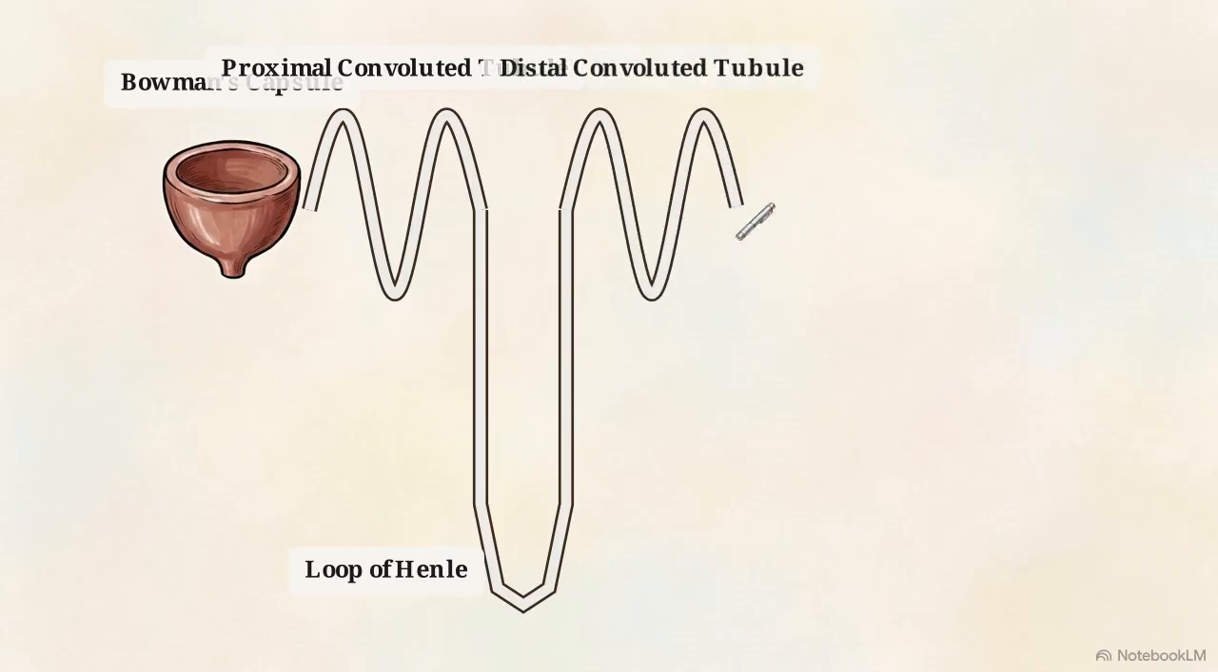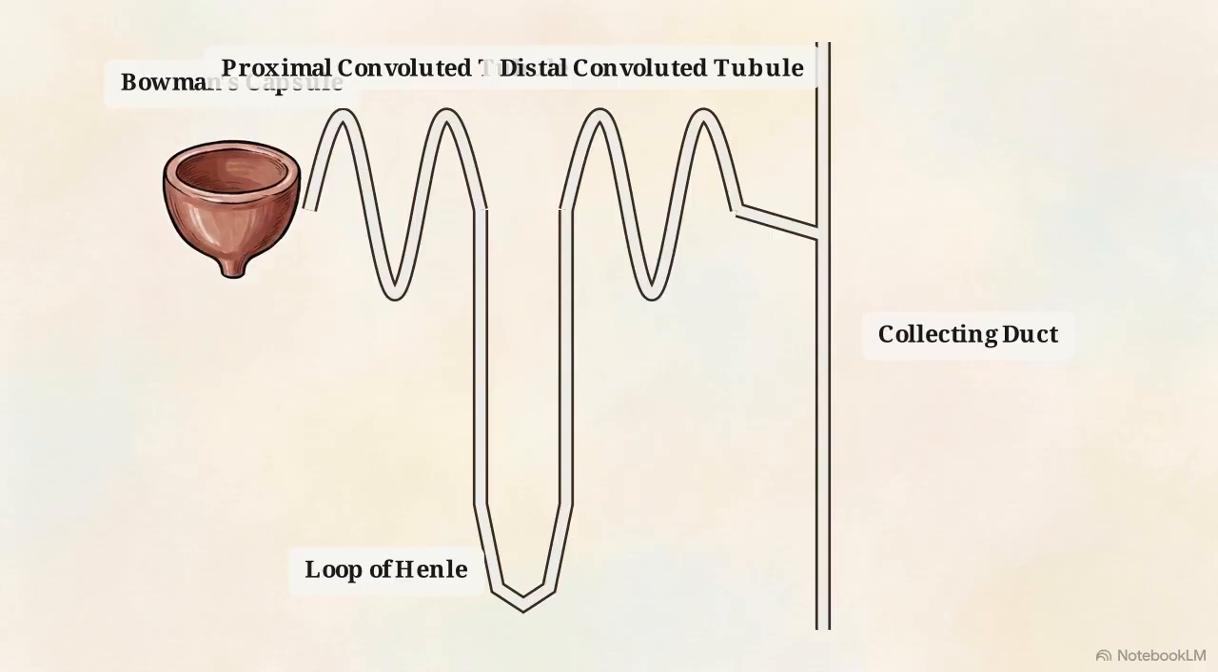To function, the nephron requires intense pressure. Blood enters the glomerulus inside Bowman's capsule through a broad afferent arteriole, but it exits through a much narrower efferent arteriole. Pushing blood from a wide pipe into a narrow one generates a massive pressure spike.